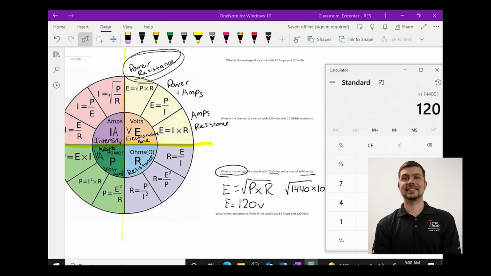So, redoing this, once you clear this out, 1,440 times 10 equals 14,400. Hit the square root button. Bam, you're right at 120. Clear that out. Let's look at another.